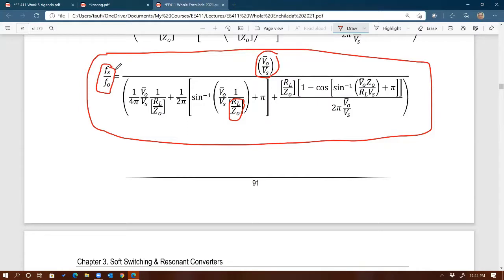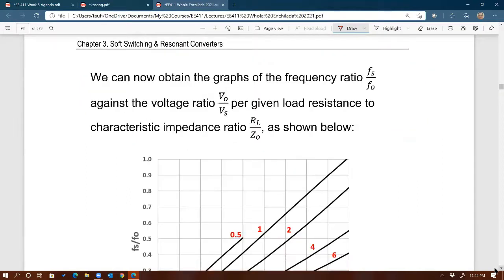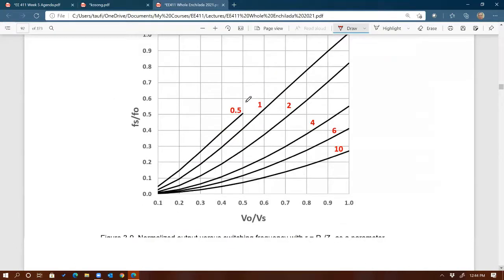You can see that the ratio right here, the ratio of the frequency is a function of the ratio of the voltages per given ratio of RL over Z naught. So this is the given value, right? So if you plot this, then you get a family of curves, right? At a given ratio of load resistance and characteristic impedance.